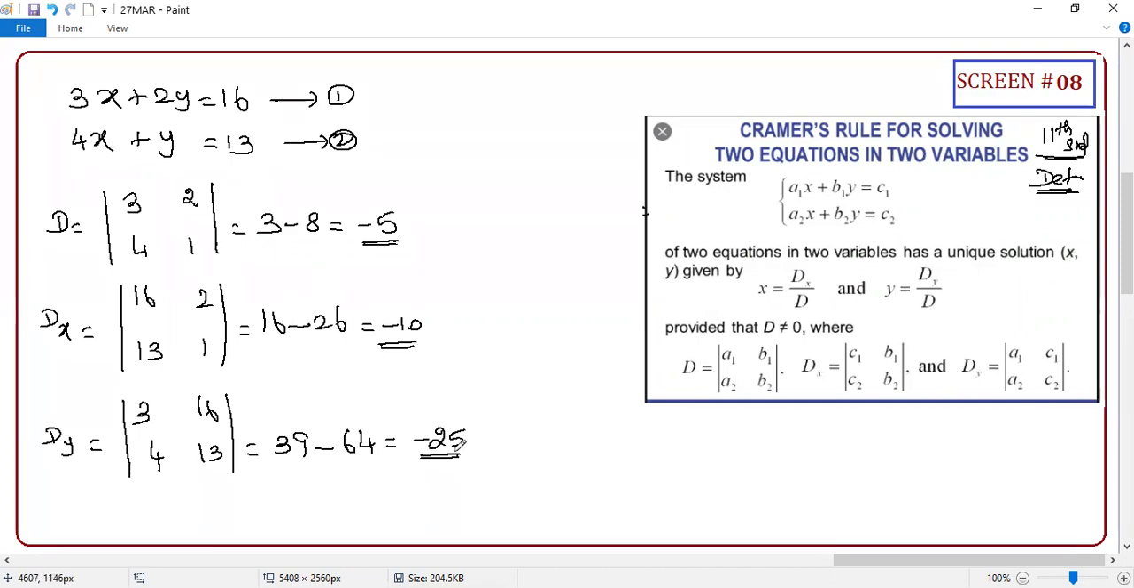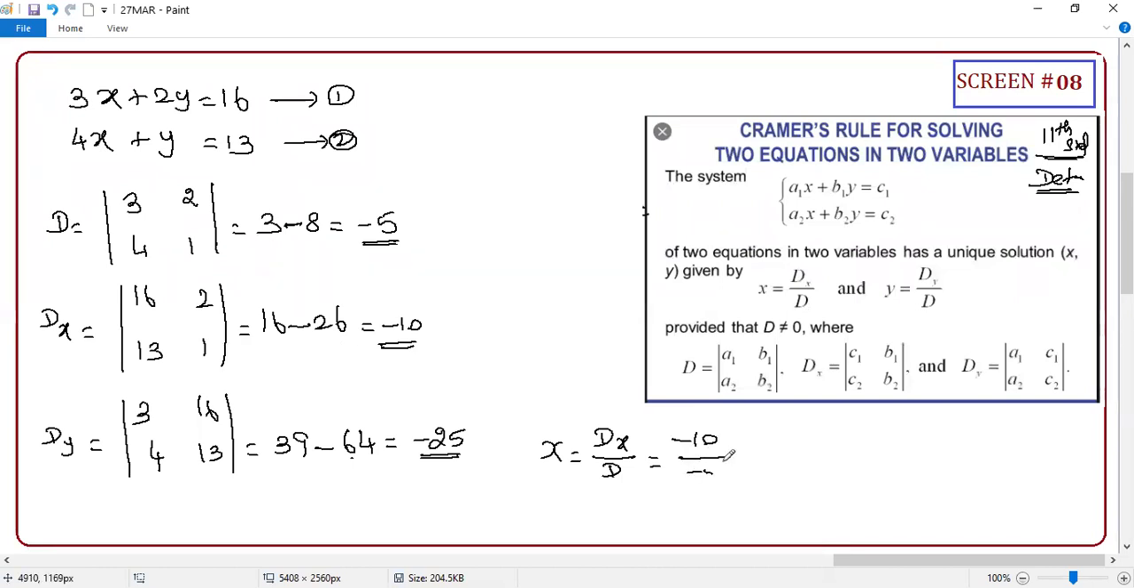Sir, minus 16 minus 13 will come, no? No, principal diagonal minus secondary diagonal. That's the formula: multiply the principal diagonal minus the secondary diagonal. So principal diagonal is 39 minus 64. Clear or not? Yes, sir. Right. So guys, you got Dx and Dy. Now according to the formula, x equals Dx by D and y equals Dy by D. So x equals Dx by D. What is the answer? Dx is what?